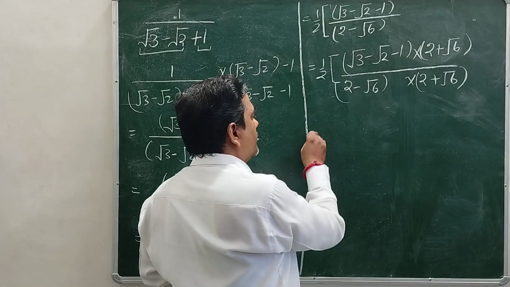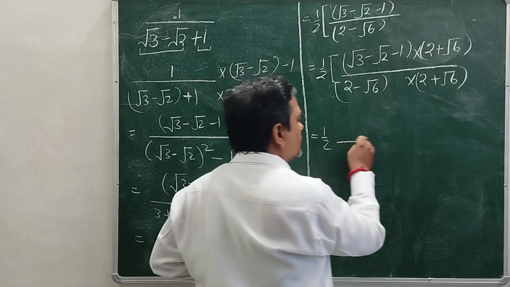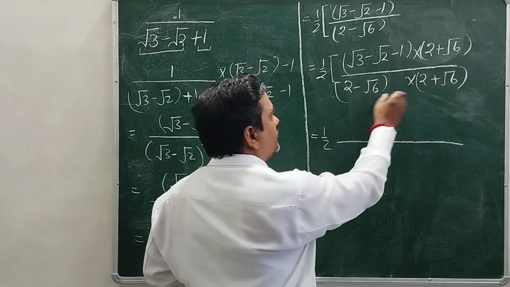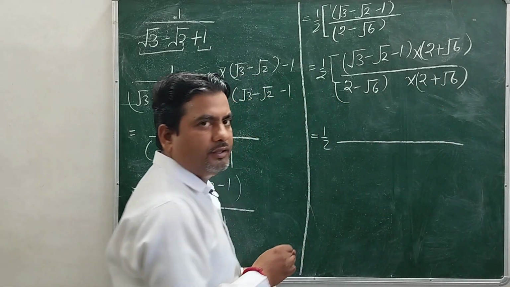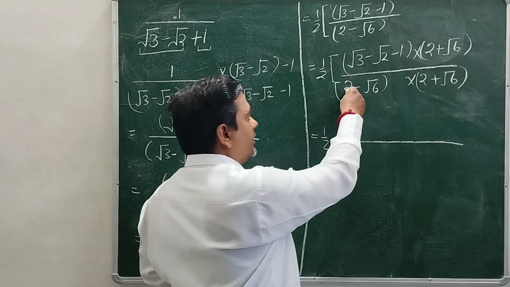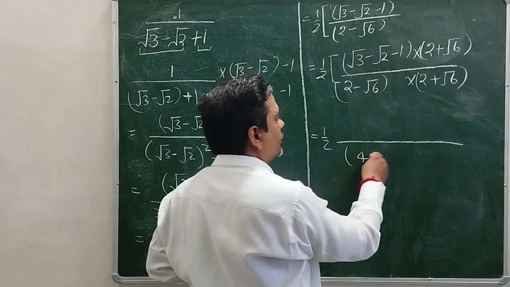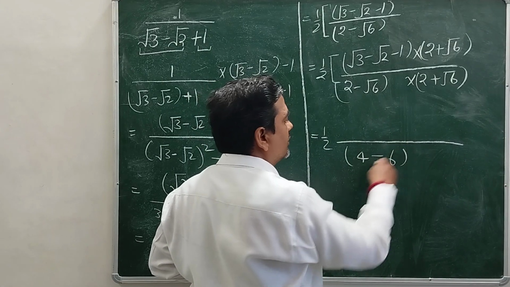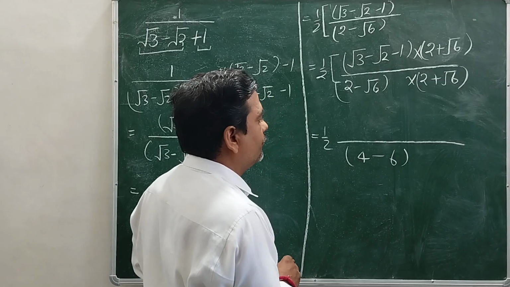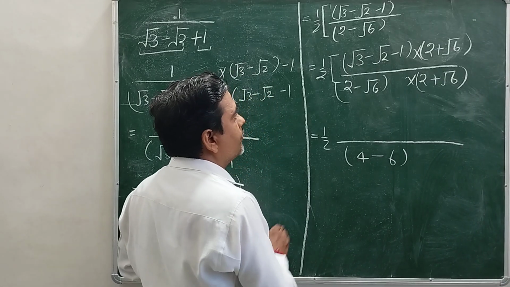Okay, 1 by 2 is outside. A minus b into a plus b, again the identity a square minus b square. Here a square is what? 4, 2 square, and b square is what? Root 6 square, that is what? 6. The 4 minus 6, that is in the denominator.